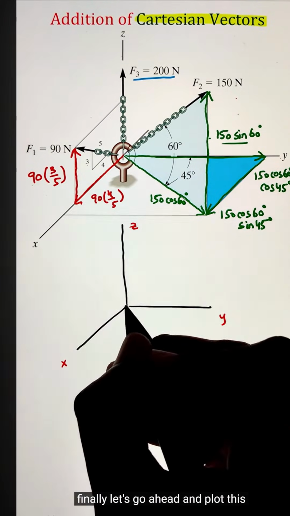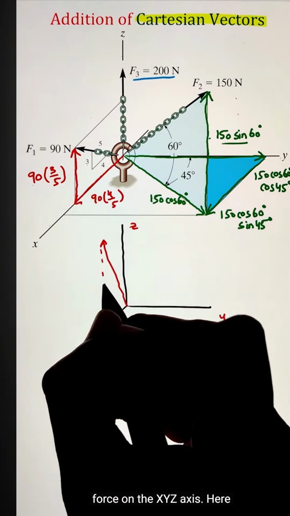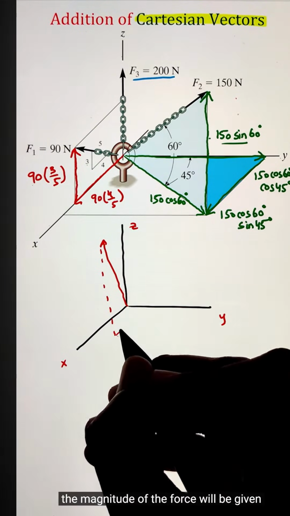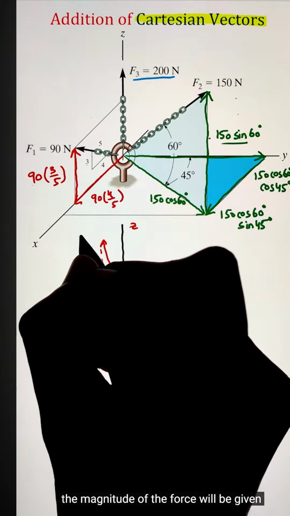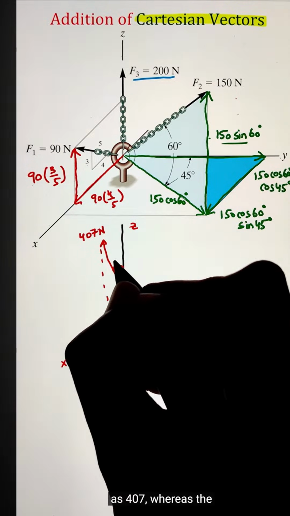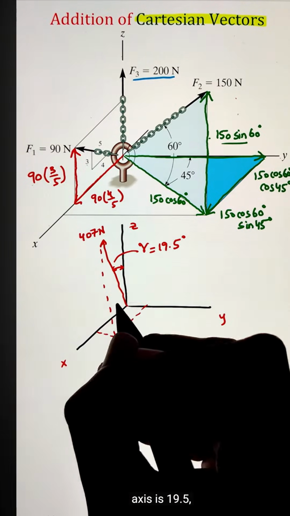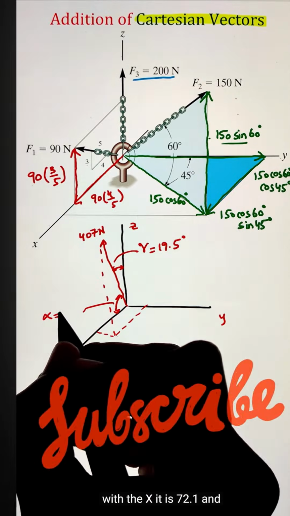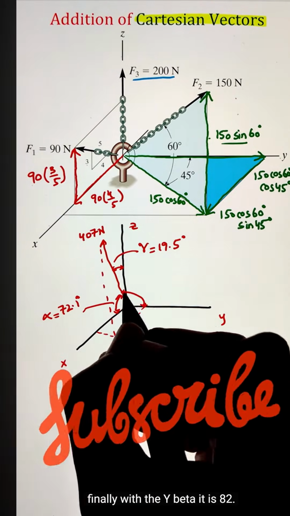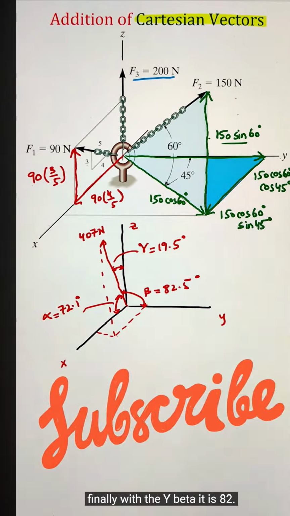Now finally let's go ahead and plot this force on the xy plane. Here the magnitude of the force will be given as 407, whereas the angle it makes from the z-axis is 19.5, with the x it is 72.1, and finally with the y, beta, it is 82.